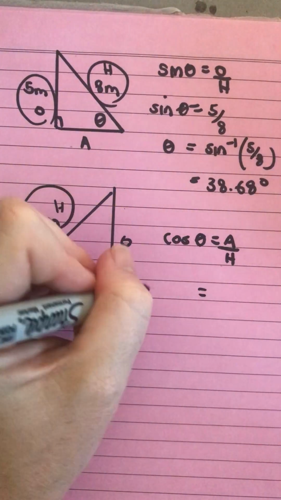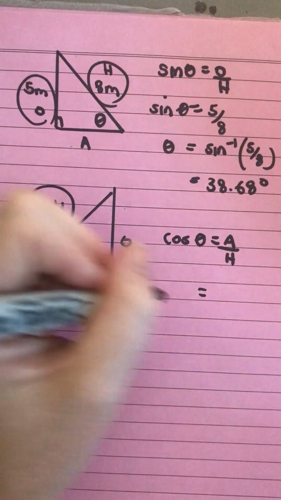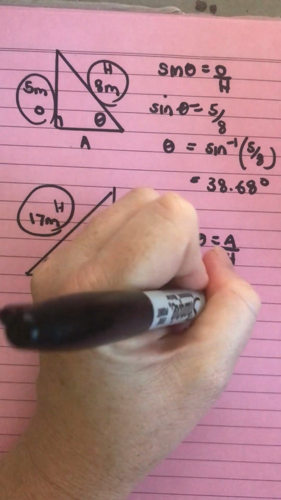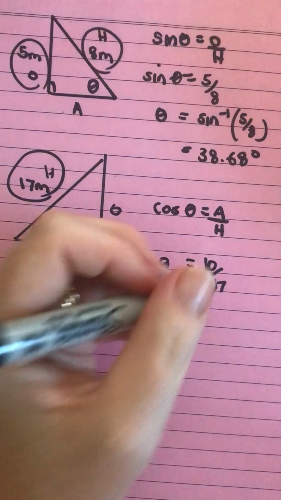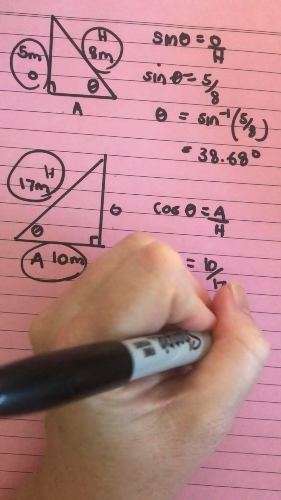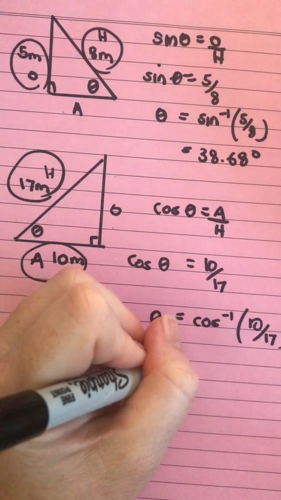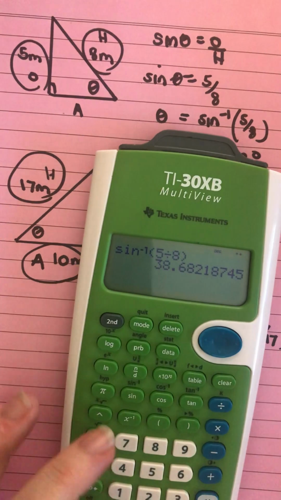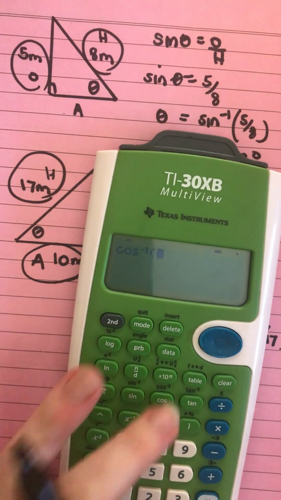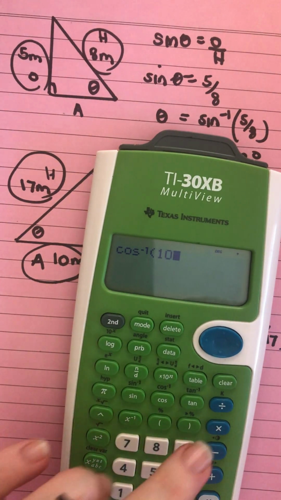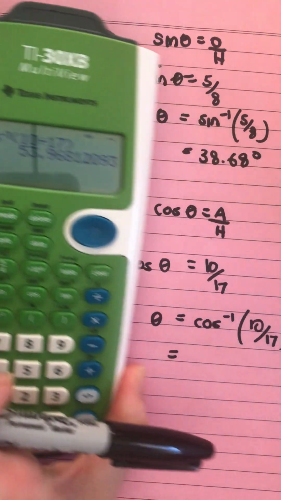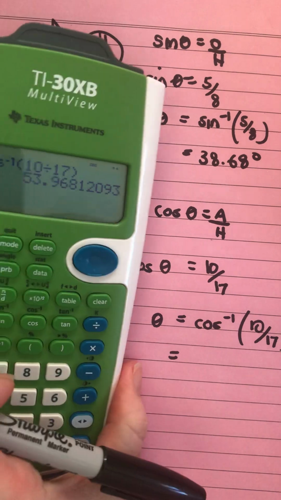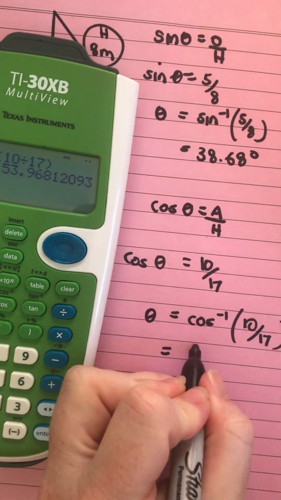Then I'm going to put in what I know. Cos of theta is equal to 10 on 17. So then theta is going to be cos to the negative 1, 10 on 17. I grab my calculator. I've got cos to the negative 1, 10 over 17. And I get 53.968. So I'll round that to 53.97.